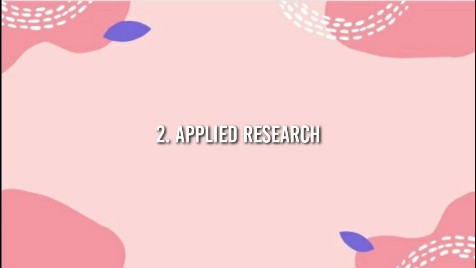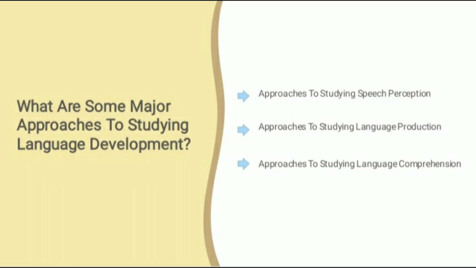The next, applied research. Applied research on language development comes from the same discipline as scientists who conduct basic language research. Applied researchers usually test language development practice relevant to three main contexts. There are homes, clinical settings, and then schools.